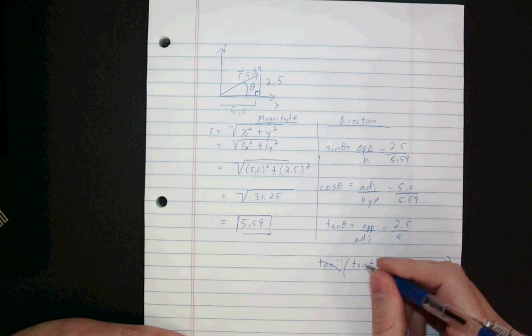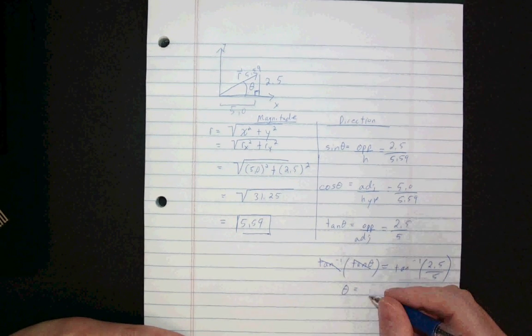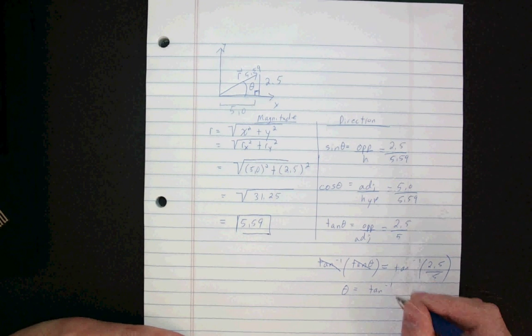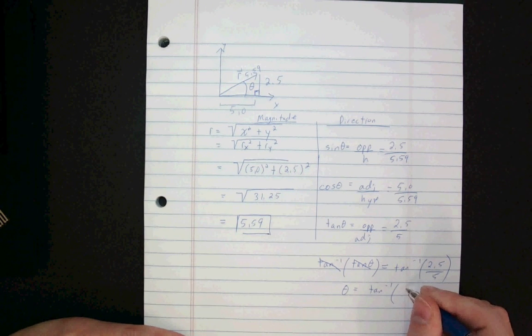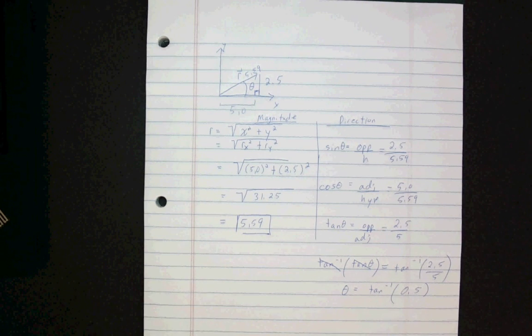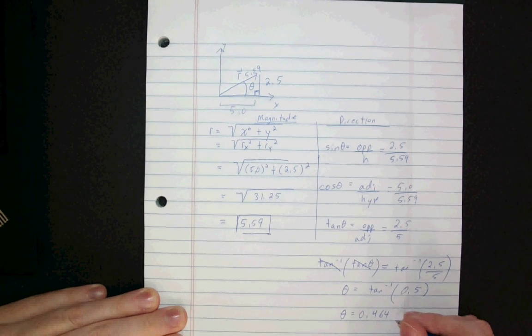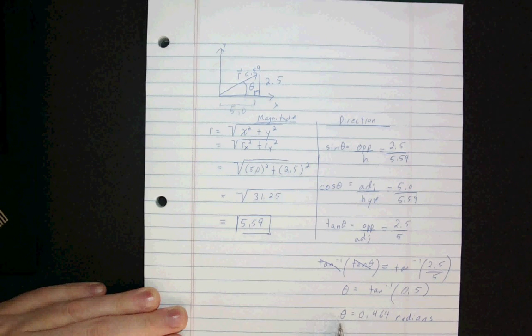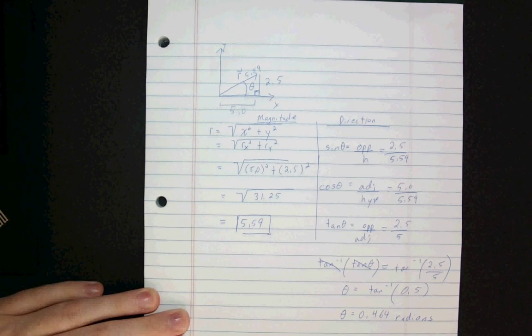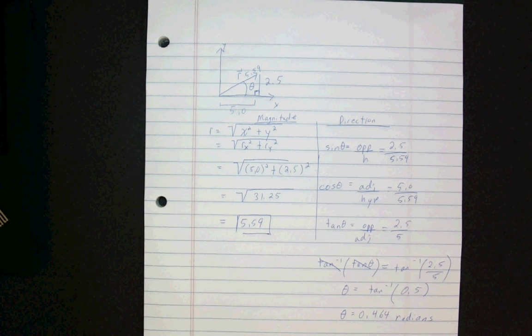Okay, inverse tangents cancel, and now I have theta equals the inverse tangent of 1/2, or 0.5. And if I grab a calculator to figure out what the inverse tangent is of 0.5, I find out it is 0.464 radians. Now, if you get a number that's wildly different than my number, it probably means your calculator is set in degree mode, so you want to change it to radians and then check my answer. That is how you find the magnitude and direction of a two-dimensional vector.